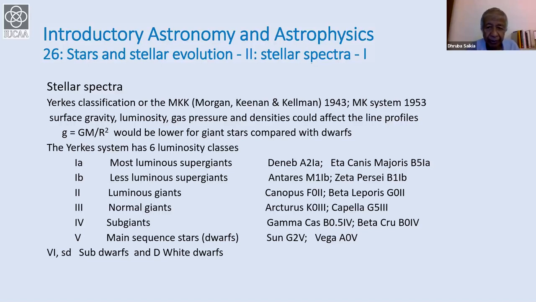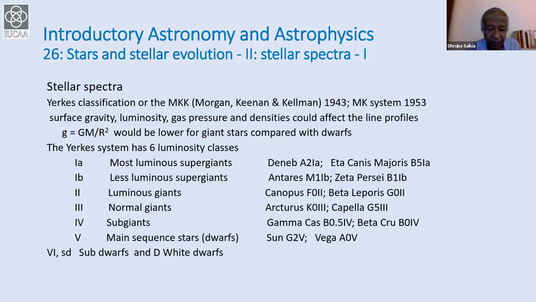Surface gravity, luminosity, gas pressure, and densities could affect the line profiles, as we saw. g equal to GM upon R squared, the surface gravity, would be low for giant stars compared with dwarfs, and we saw that white dwarfs and neutron stars have very high values of surface gravity. The Yerkes system has six luminosity classes. 1A is the most luminous supergiants, then 1B is less luminous. As you go down, there are the luminous giants, normal giants, subgiants, and the main sequence stars, or dwarfs. Dwarfs, not in the sense of white dwarfs, but compared to the sequence of giants and supergiants, they're dwarfs, okay? Subdwarfs and D, the white dwarfs, are classes which were added later.